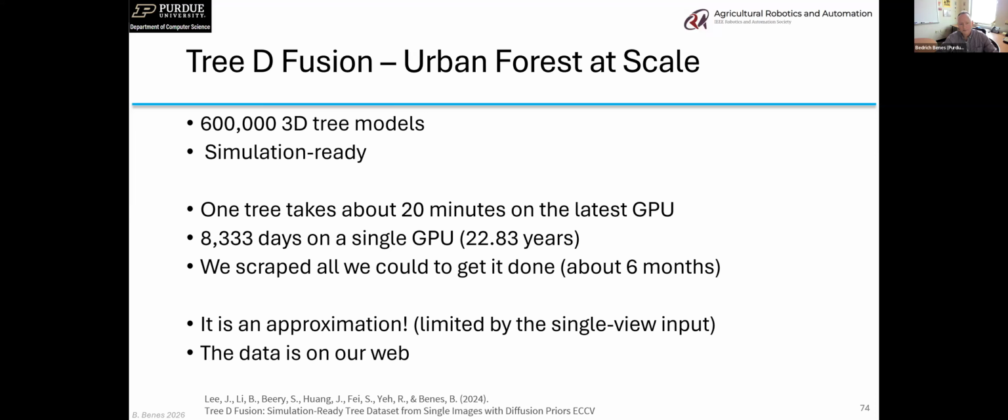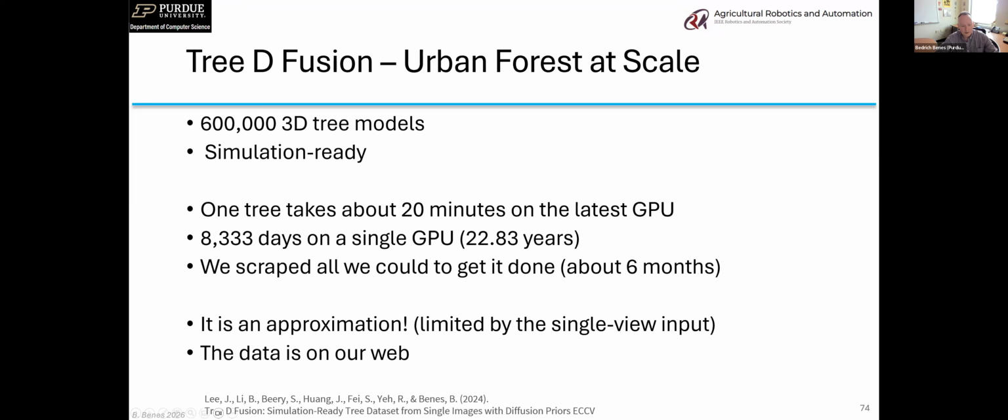An interesting side note is that, as I mentioned, we reconstructed 600,000 trees. It took quite some time. One tree needed something like 20 minutes on the latest GPU in those days. So on a single GPU, it would take almost 23 years. So the PhD students scraped every GPU that was around. We ran it on the supercomputer, and I think we spent something like half a year running all of this.